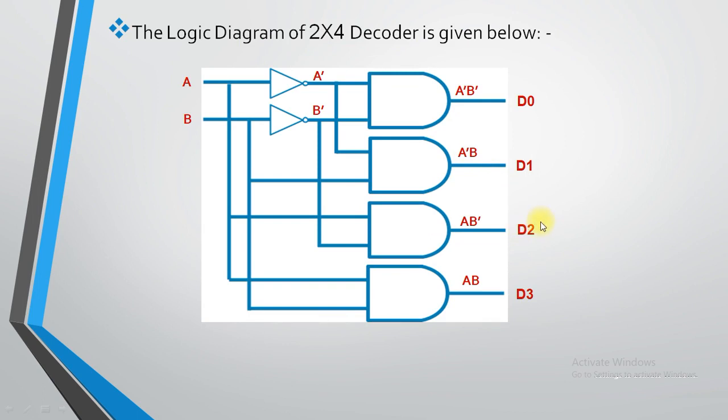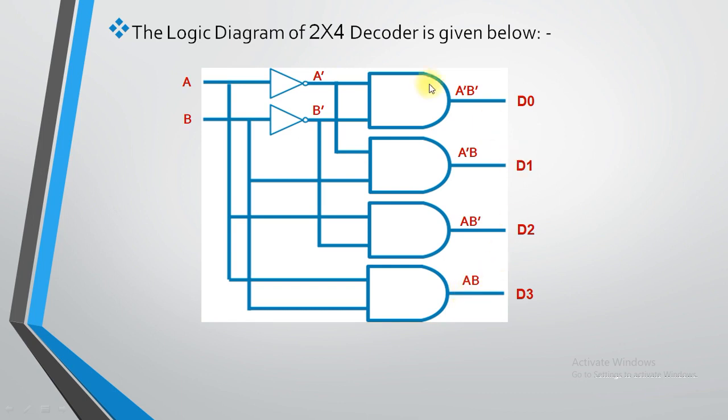Next is the third output line, which is only activated if you pass value of A and B dash. The fourth output line is denoted with the variable D3, which can be activated if you pass value A and B. So these four are the cases which you need to write.